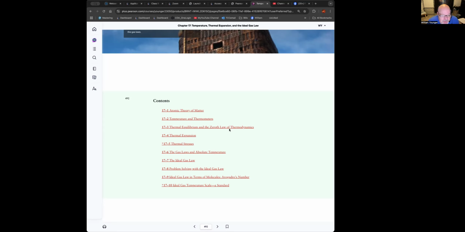Anyways, thermal equilibrium, the zeroth law of thermodynamics is section 17.3. Thermal expansion is section 17.4. That's where we basically are realizing that as temperature increases, generally physical objects tend to increase in size. And in fact, every dimension of them, in some sense, as you'll see by some of the examples, increases as you increase the temperature.